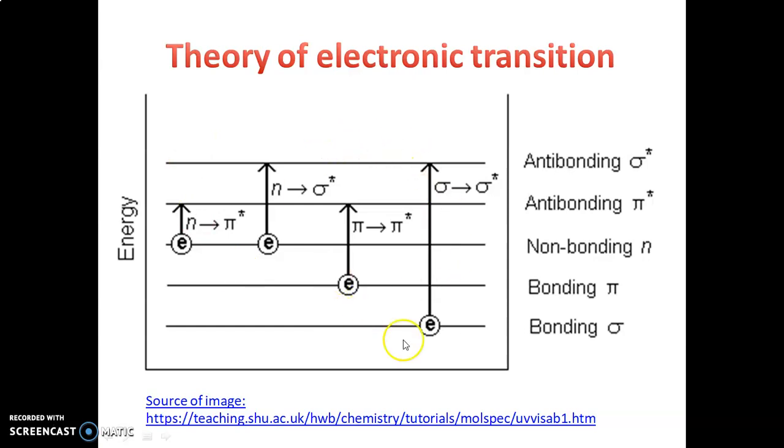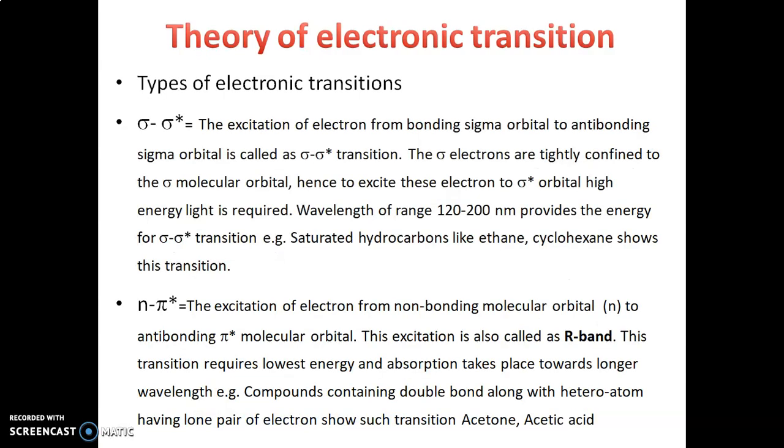Here possible excitations are sigma to sigma star, pi to pi star, n to sigma star, n to pi star, while excitation of electrons from sigma bonding orbital to the pi antibonding orbital, or pi bonding orbital to the sigma antibonding orbital, is prohibited. They are not possible. Now we will see one by one the different kinds of electronic transition occurring and what are the examples.